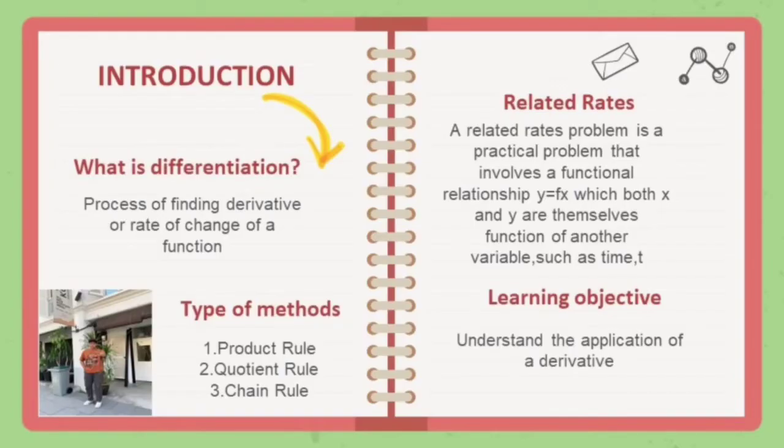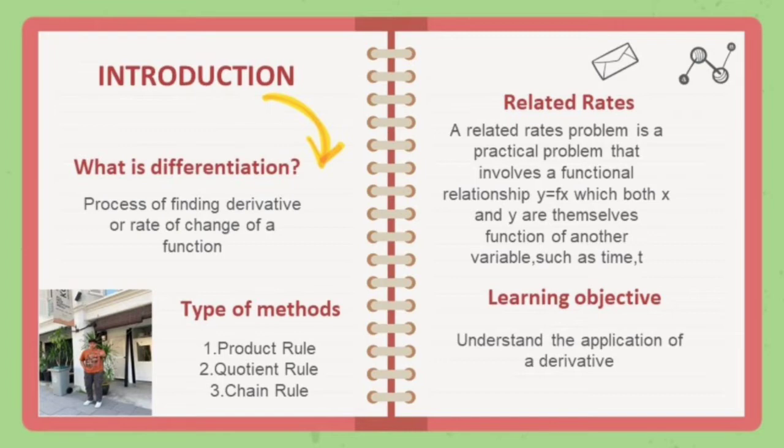Today we are going to learn about application of differentiation. First of all, what is differentiation? Differentiation is a process of finding the derivative or rate of change of a function, and it can be solved by using three types of methods. The first one is product rule, second is quotient rule, and next is chain rule.